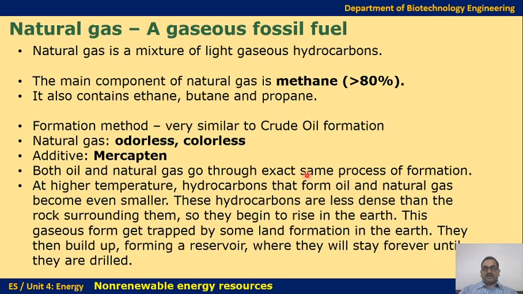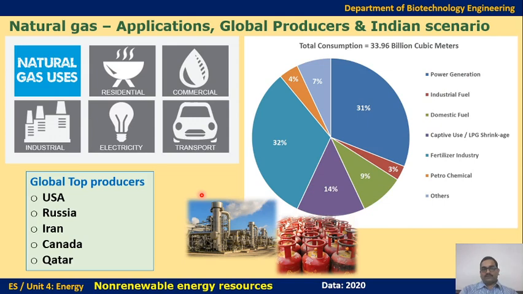Both oil and natural gas go through the same process of formation, as mentioned earlier for crude oil formation. The difference here is that gases are produced because of high temperature. Earlier, in the case of crude oil, the gases were not formed, it is in the liquid form. So that's the major difference in the formation of natural gas and crude oil.